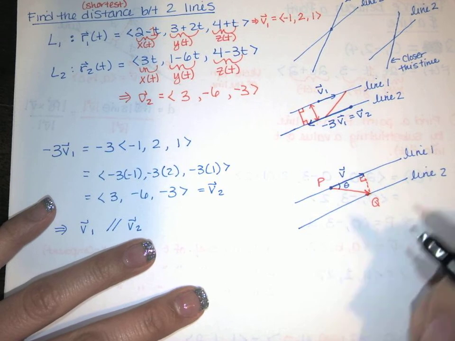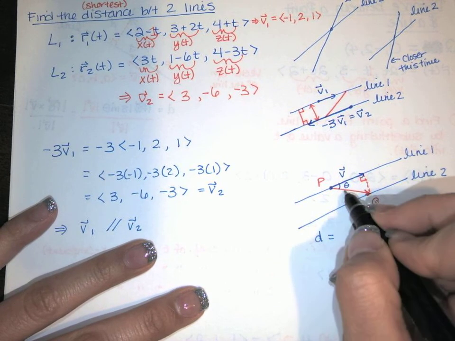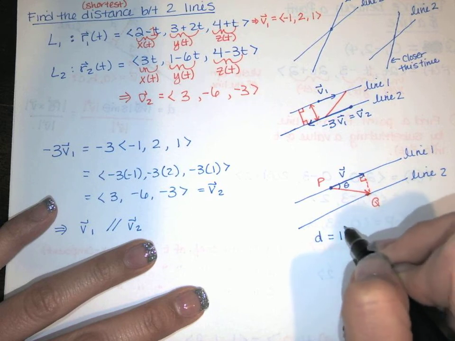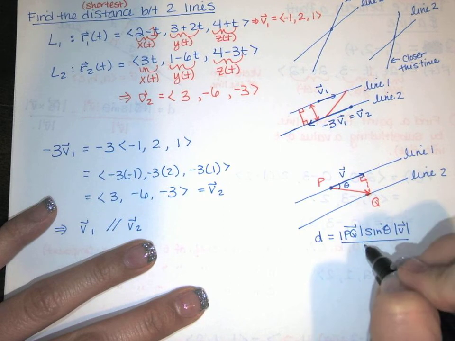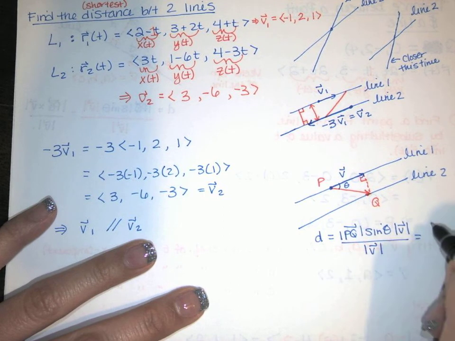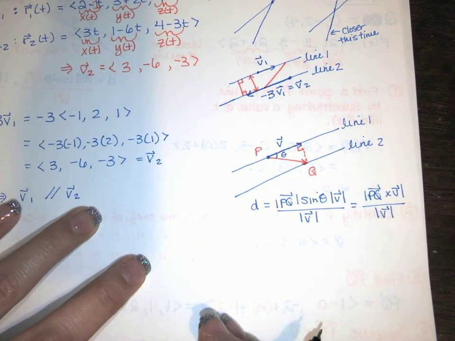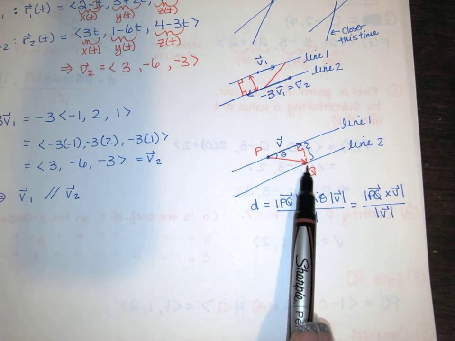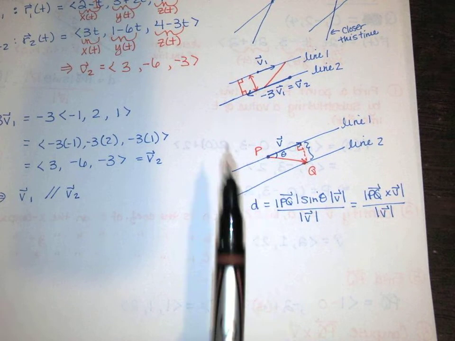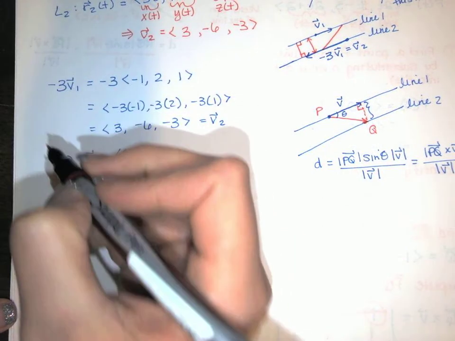If this is the angle theta, the distance between the two lines is going to be the length of the hypotenuse, which is the length of PQ, times the sine of theta, and we know to multiply by the length of V over the length of V. And this is the magnitude of the cross product of those two guys. And that is the length of V in the denominator. So that's going to give us this right here. But in order to do that, I need to find a point Q on one line and a point P on the other line.